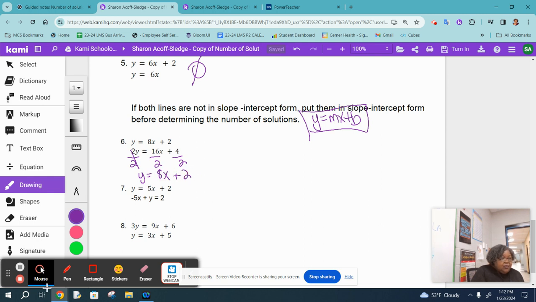Now look at your two equations. This one is going to be infinite solutions because you have the same slope, same y-intercept. You can either put the infinity sign or you can write infinite solutions.